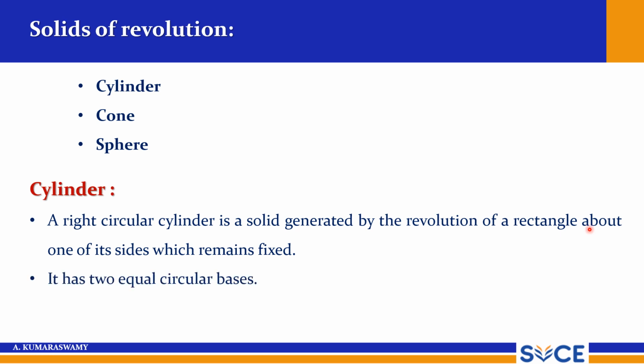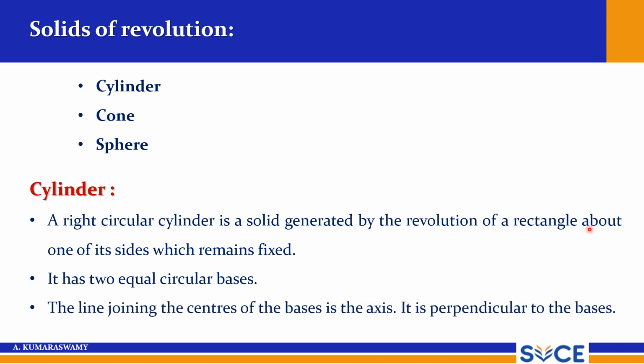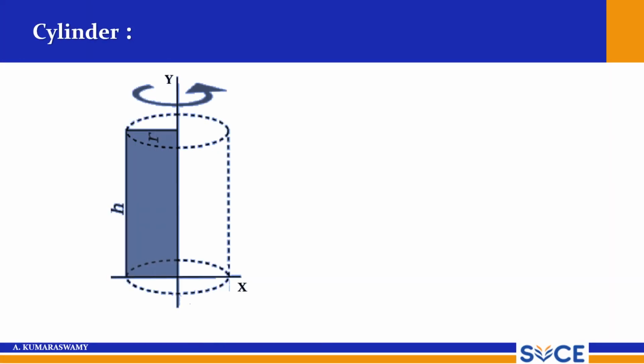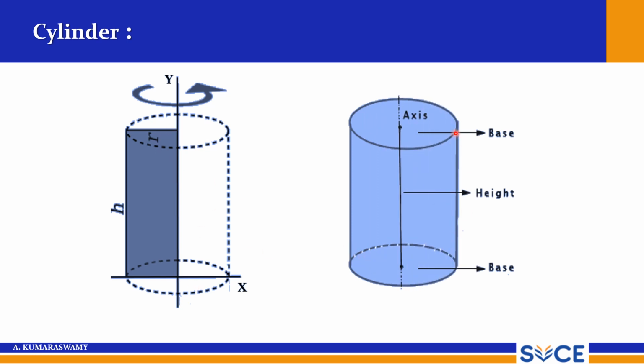It has two equal circular bases. The line joining the centers of the bases is the axis. It is perpendicular to the bases. And this is the cylinder. It is a solid of revolution, and these are known as vertical generators. These are imaginary lines only, these generators.